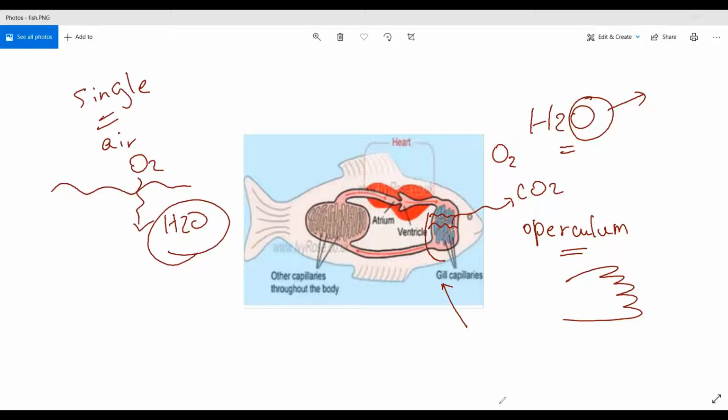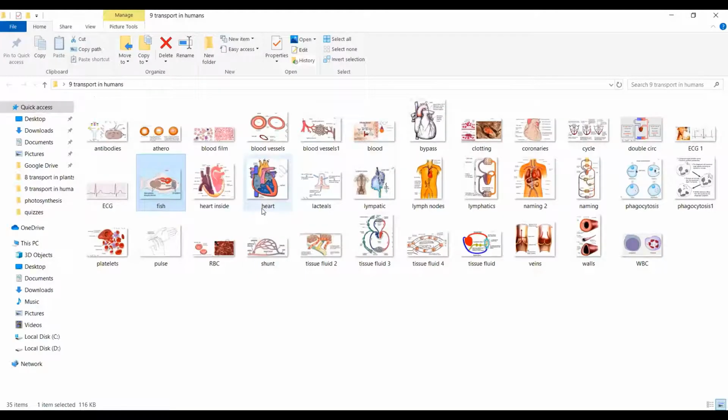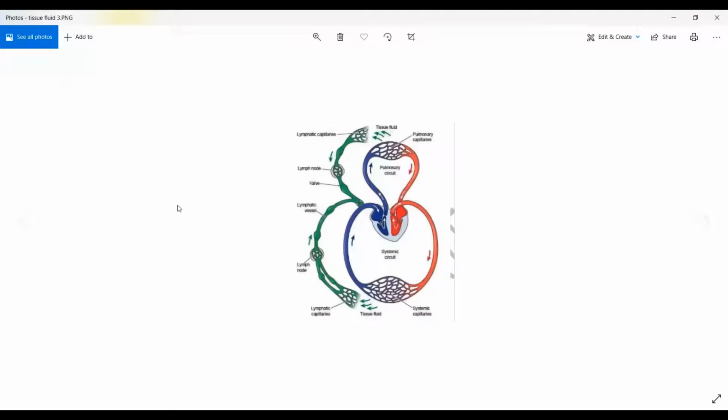Now, what about humans or the higher animals? We have a double circulation. Look at this. Single circulation means that the blood passes through the heart once. So double circulation, the blood will pass through the heart twice. As you can see from this picture, this is the heart, of course.